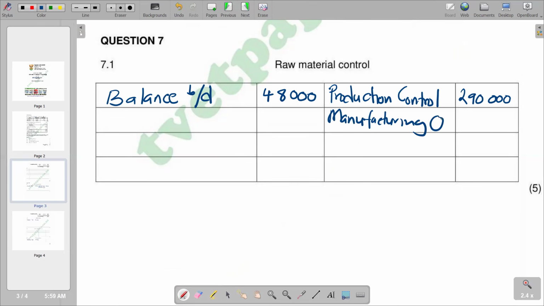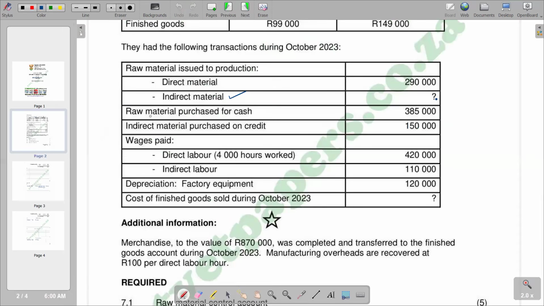So it's manufacturing overheads. Then we are going to input it as we find it as a balancing figure. Then we proceed with the next transaction. And then we can as well try to complete in terms of indirect material.